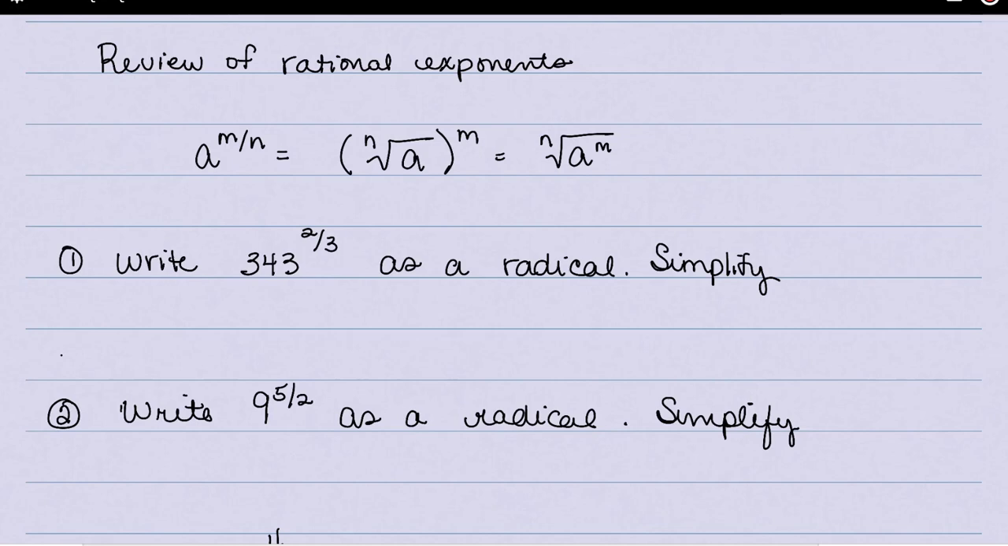So the n is 3. So the third root of 343 carried to the m power, the squared power. So the cube root of 343 is 7, and 7 squared is 49.